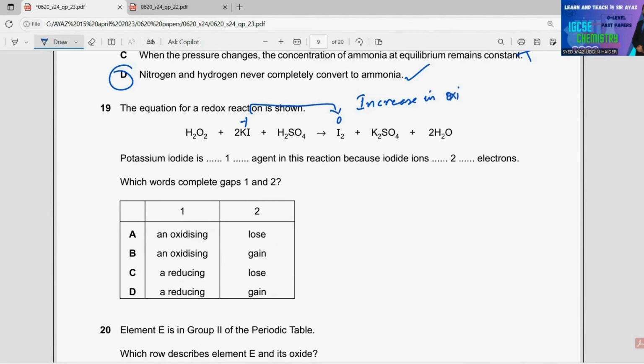Increase in oxidation number or loss of electron. Iodide ion has lost electron. That's why the charge on iodide changes from -1 to 0. Either C is correct or D is correct. A and B are incorrect. Because potassium iodide is acting as a reducing agent, which means it reduces the other reactant in this reaction. And it's losing electron also. So C must be the right answer in this case.